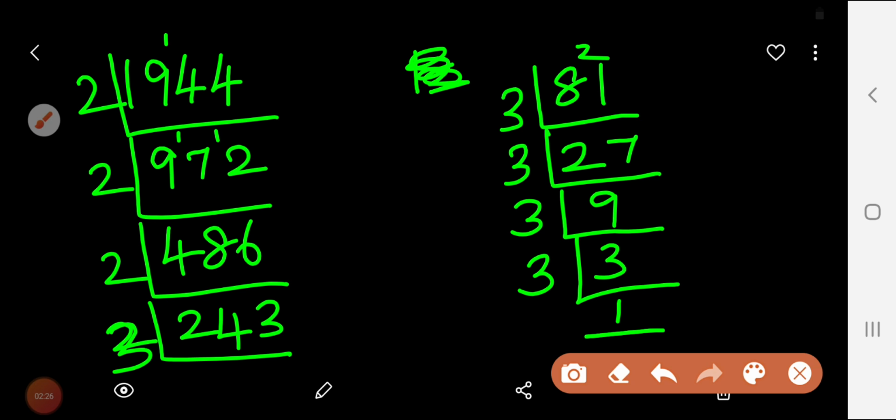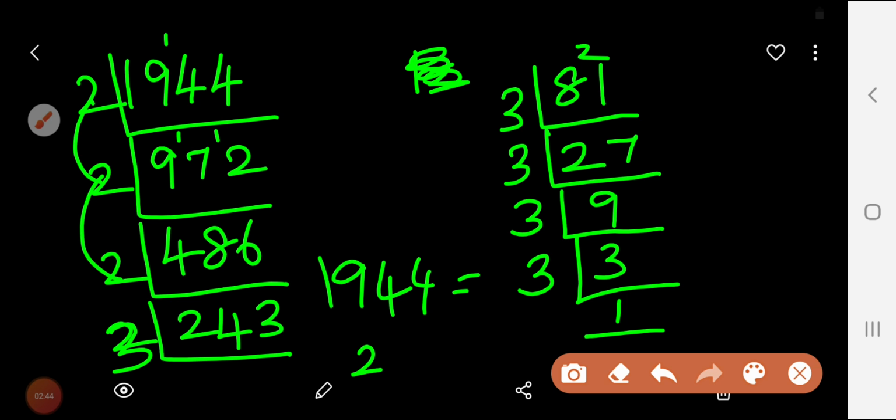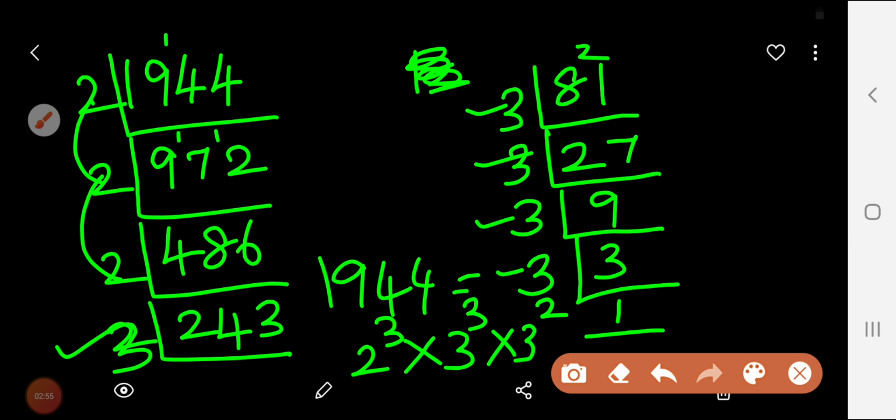For finding the square root, we group the numbers into pairs. Here in cube root we have to group the numbers into 3s. Now we have 3 twos. So we will write 1944 as 2 cube into, here 1, 2, 3 times 3, so 3 power 3, into, here we have 1, 2, only 2 threes.